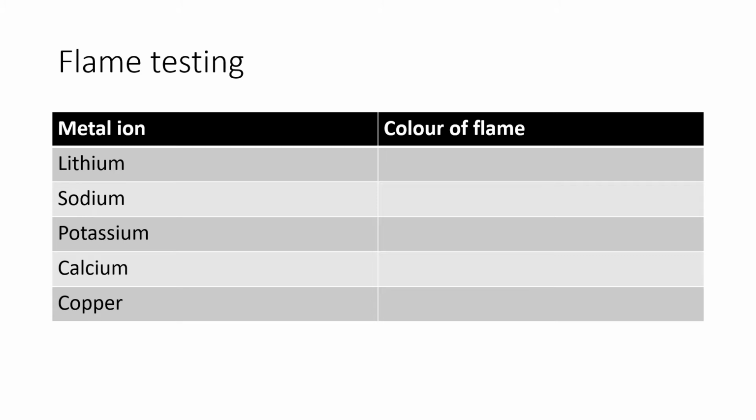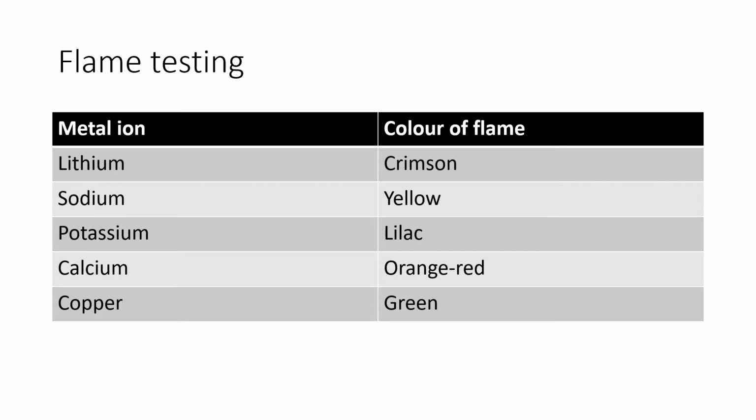Okay, so hopefully we've got our table done, and hopefully we've had a guess at some of the colours of those metal ions when they undergo flame testing. Here are the colours that we need to be able to say from the specification. So lithium will turn the flame crimson, sodium will turn the flame yellow, potassium will turn the flame lilac, calcium will turn the flame orange-red, and copper will give a green coloured flame.